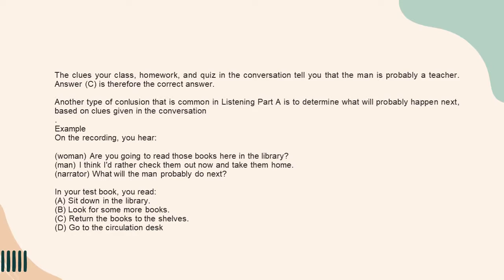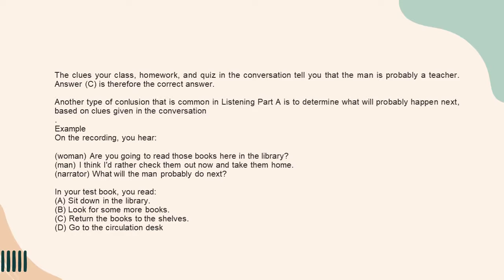Another type of conclusion that is common in listening Part A is to determine what will probably happen next based on clues given in the conversation. Example: on the recording you will hear a woman ask, "Are you going to read this book here in the library?" The man will answer, "I think I'd rather check them out now and take them home." And the narrator will ask you, what will the man probably do next?